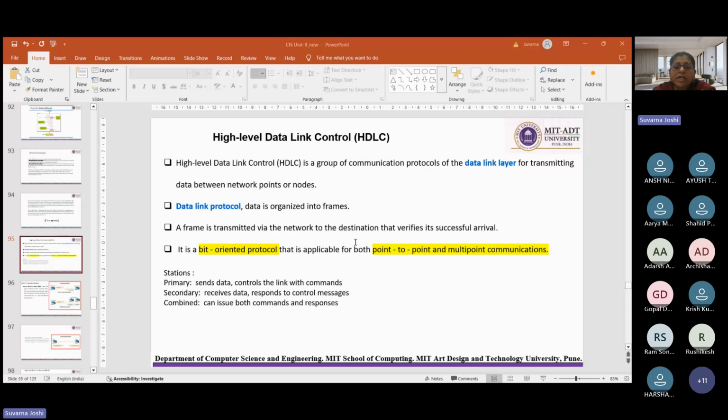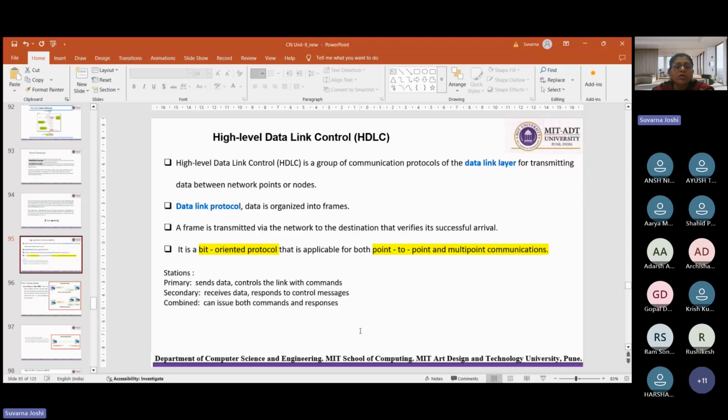Okay, so basically HDLC is a bit oriented protocol. Using this we can transmit frames from one network node to another network node, and finally it will arrive at the destination. That is called the High-level Data Link Control protocol, HDLC. This protocol is basically a bit oriented protocol, and it can be used for both point to point communication and multi-point communication.